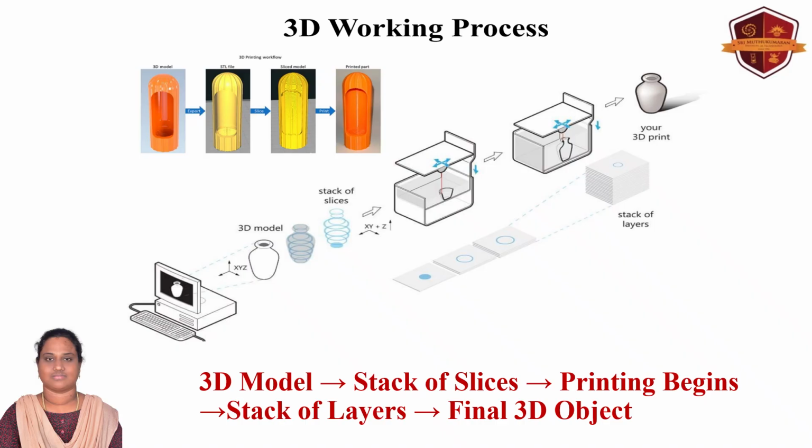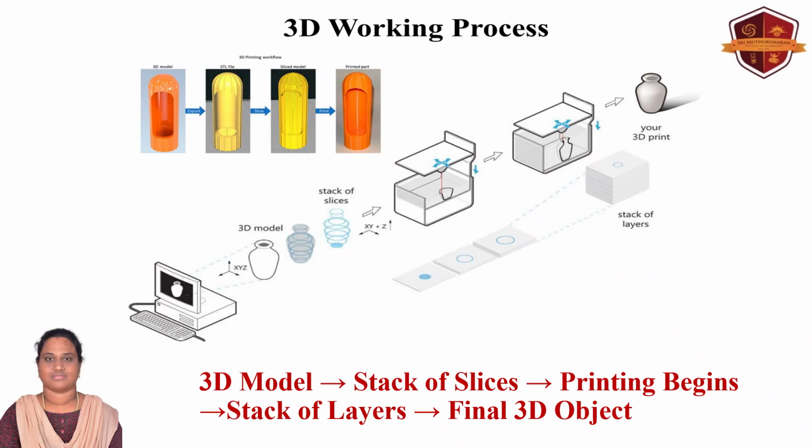Coming to step 2, that is stack of slices. The slicer converts the model into a stack of 2D slices. Each slice represents one layer to be printed. Printing happens layer by layer along the z-axis.